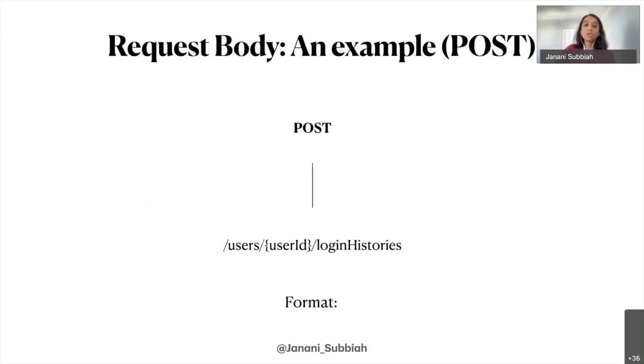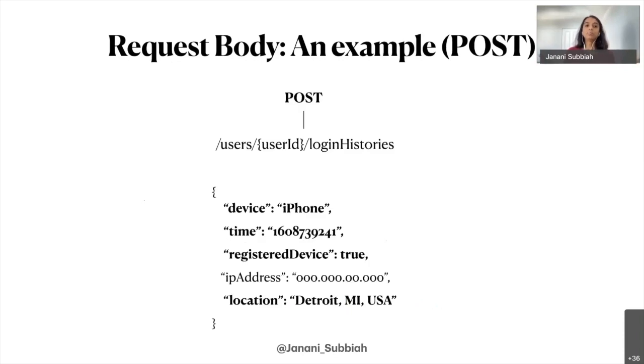And the next one is to come up with a format. So I'm going to pick JSON just because I think it does the job for me. So here is a sample request body that I can use for creating new login histories. I have identified device, time, registered device, IP address, and location as possible fields. I'm keeping my validations very simple, and I'm going to just pick the fields that I think are required and optional. So I'm going to say device, time, registered device, and location are absolutely required. The IP address is not. If the user were to provide it, great. But if they don't, that's fine too. I can still process their request successfully.